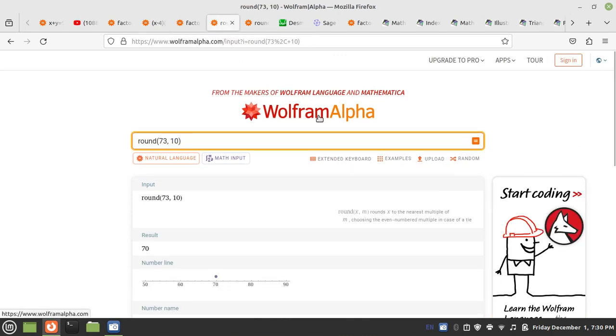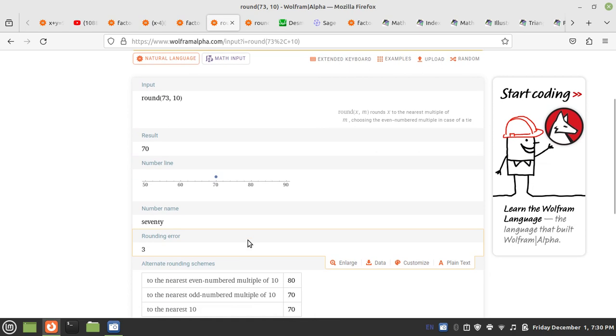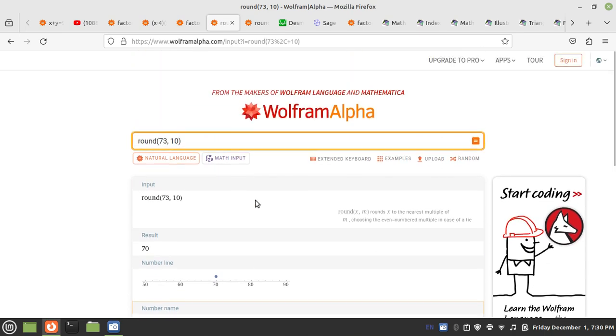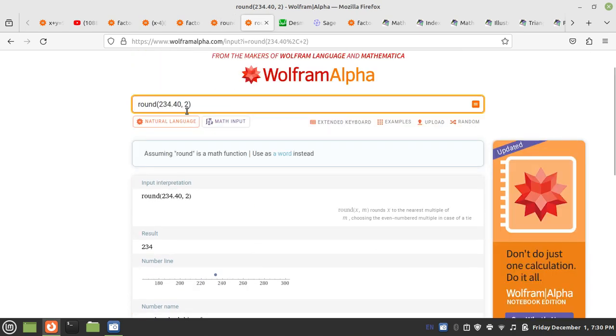It can be used for many different maths. I'm basically talking about elementary maths. So here for example, rounding: when you teach rounding, round this number 73 to the nearest tens, so the answer should be 70. You can use this to check and to demonstrate. Then rounding, for example, 234.40 to the nearest 2. So this is important. Why?